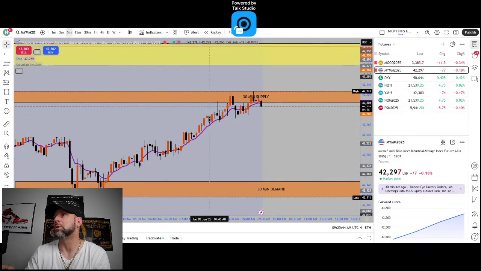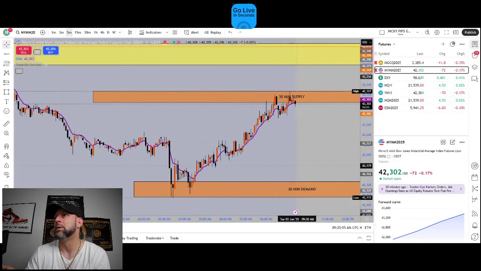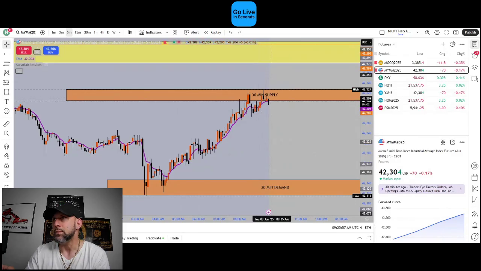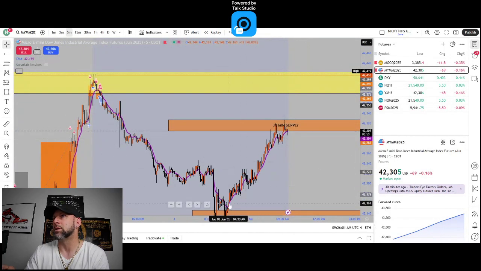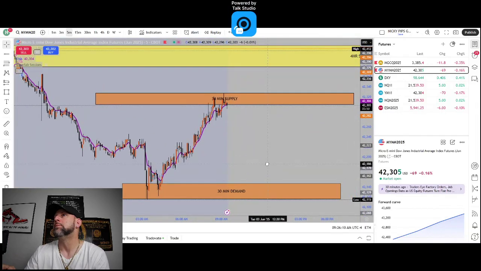So let's see, we can see here, not even market open yet, but it's tapped into a 30-minute supply. If it tends to break to the downside and tap into this 30-minute demand, that'd literally be textbook. Otherwise, it's going to continue this trend and tap into this previous day high. So that's what we'll probably look for. But you guys see what it's going to do.